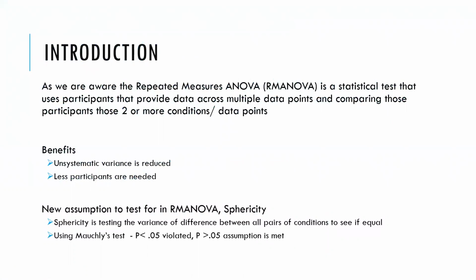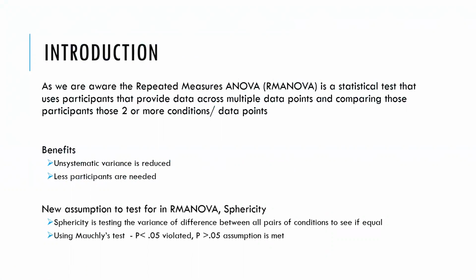So, an introduction. We're all aware at this point, the repeated measures ANOVA, or RM ANOVA, is a statistical test that uses participants to provide data across multiple data points, and compares these participants for two or more conditions or two or more data points.